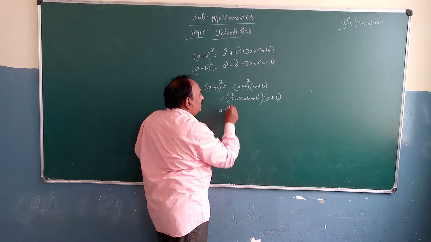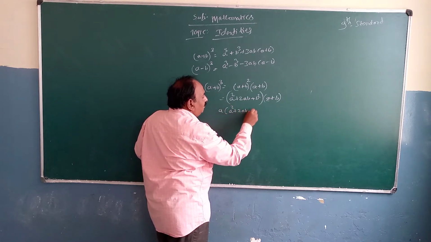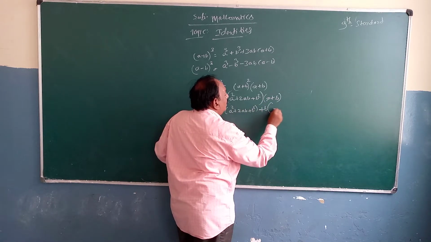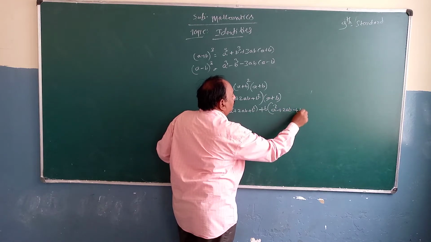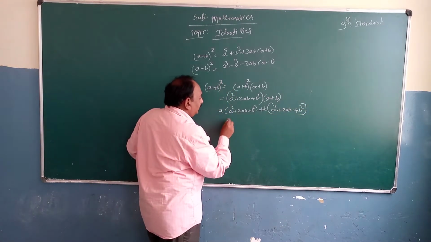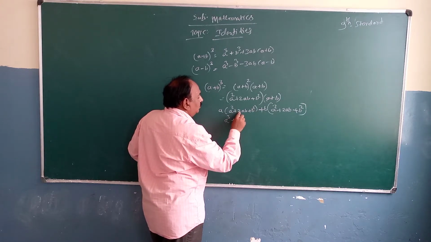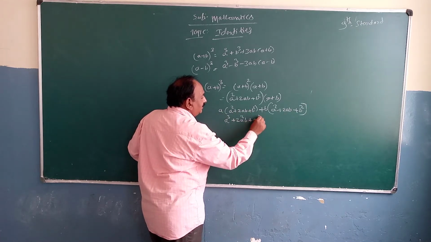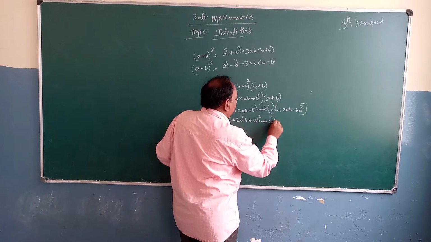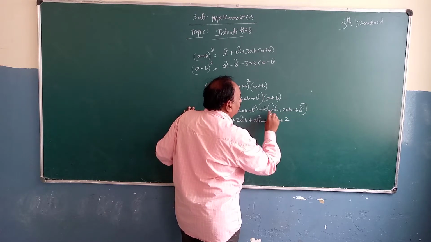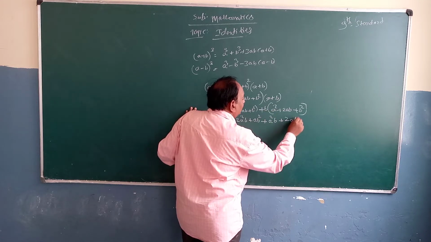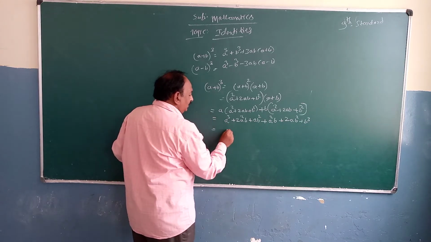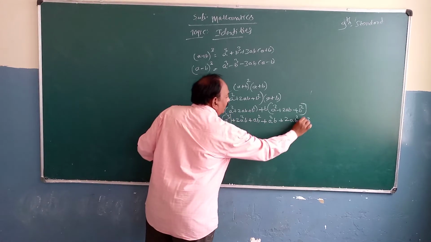First term a into (a square plus 2ab plus b square), plus the second term b into (a square plus 2ab plus b square). a square into a is a cube, 2 ones are 2a square b, plus a b square. a square b, 2ab square, b cube. That is equal to a cube, plus b cube.